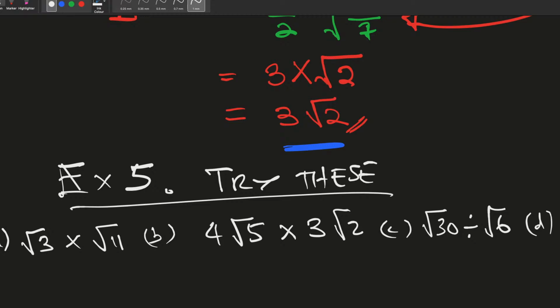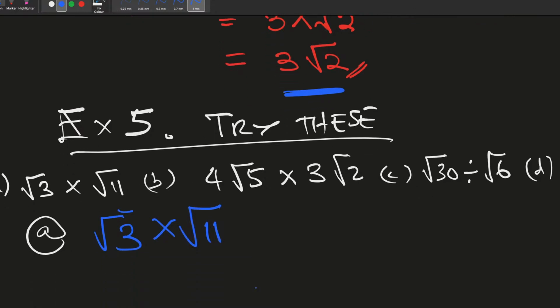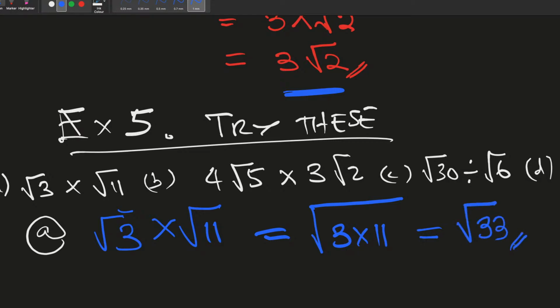So let's see the best way to go about it. Let's tackle A, the first one. The question says √3 multiplying √11. And we know, after learning the properties, since they are multiplying and they are carrying the surd, we can write this one as √(3 times 11). And we know 3 times 11 is 33, so that will be √33. That is our answer.